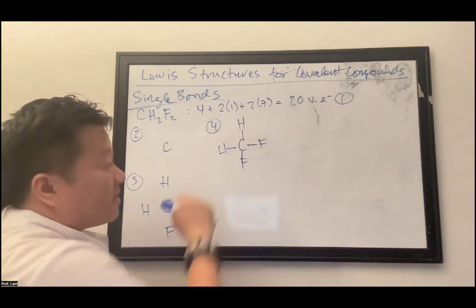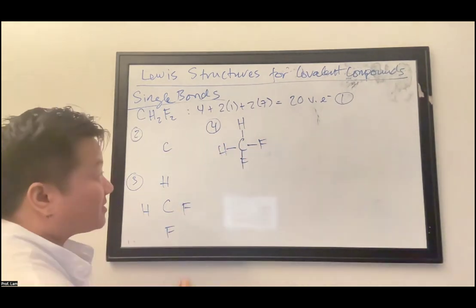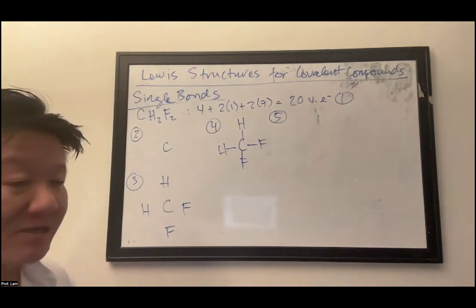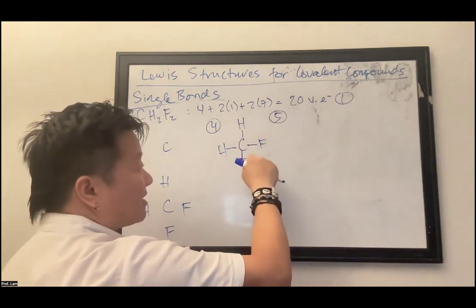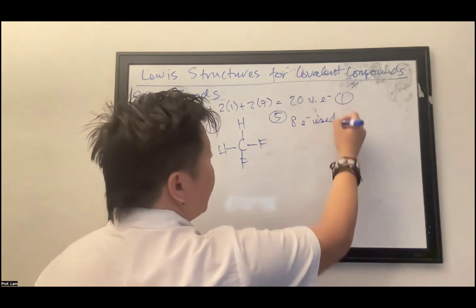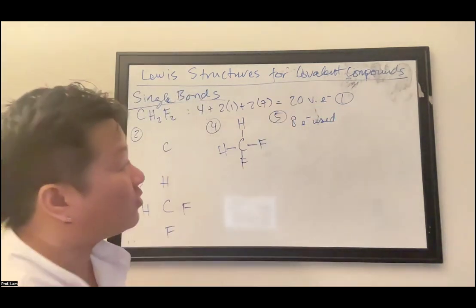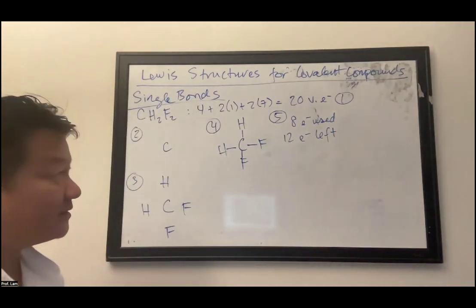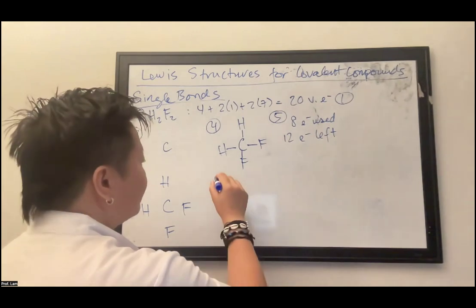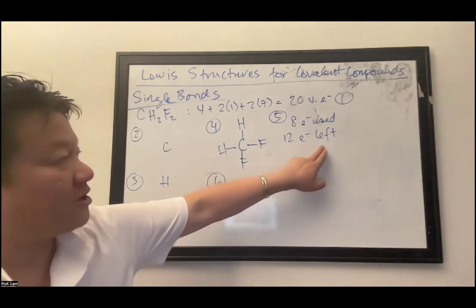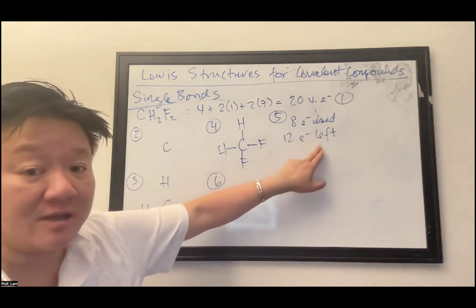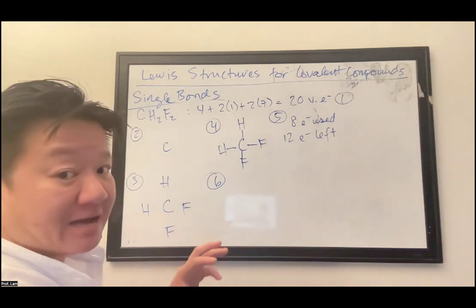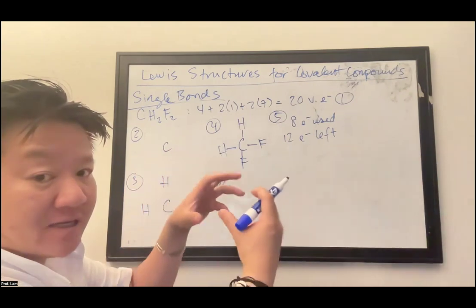Okay, single bonds. Remember, each bond is 2 electrons. So that's why in step 5, you need to count how many electrons are used by drawing those bonds. That's 4 bonds, so that's 8 electrons used. And how many are left? Well, subtract 8 from 20, and you're gonna get 12. Okay, easy. Then step 6, it says you're gonna distribute the 12 electrons left, the ones remaining, as pairs. You're gonna do it from the outside atom to the middle. So always outside and then inwards.